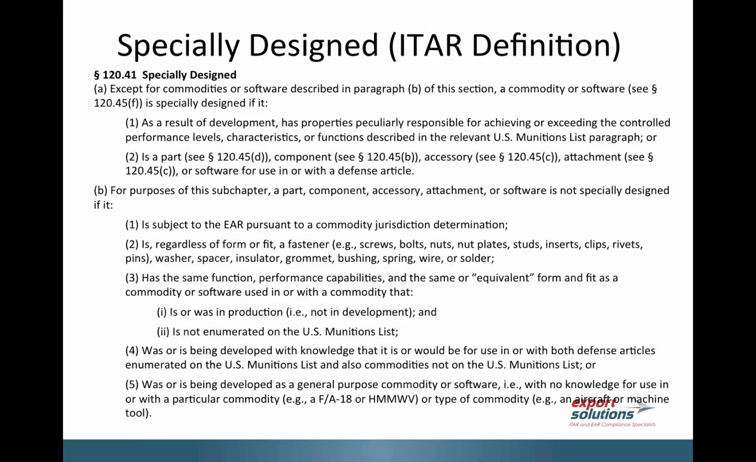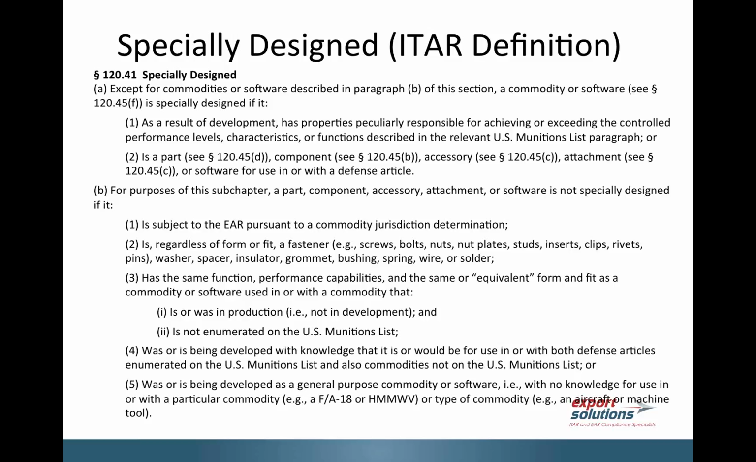Now this is the ITAR version. It's a little bit smaller. This is what you would use to decide if something is specially designed. And you see that as a result of development, it has specific peculiar properties that make it designed for a relevant U.S. Munitions List paragraph. That's a catch. That means, okay, this is probably specially designed. If there's a part, component, or accessory that's used in or with the defense article, it's caught. So right now you've met paragraph A: if you have something with these military characteristics that was intended for use in a defense article, you're looking at an ITAR item, specially designed.